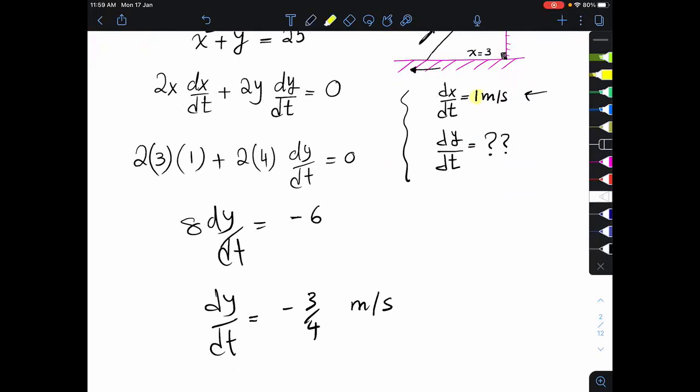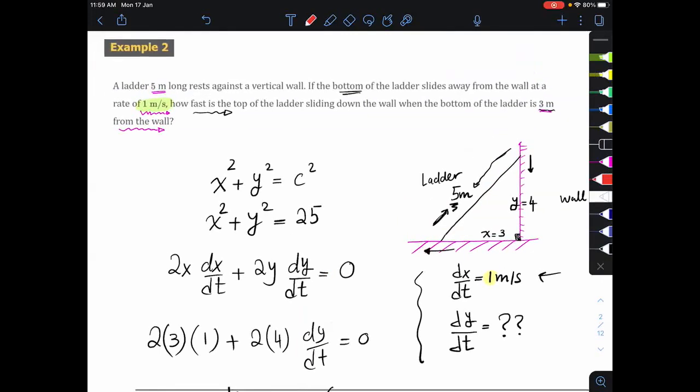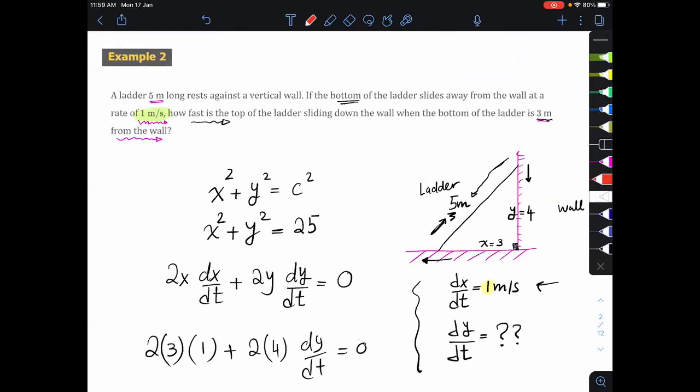As you notice here, guys, the top of the ladder slides down. That's why it's negative. That's why the slope here is negative. Nice. So this lesson is an application of the chain rule and implicit differentiation in related rates.